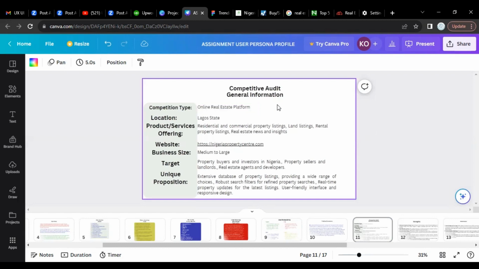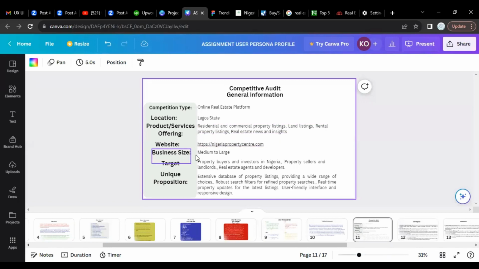So this is the information I was able to gather so far. The type: they are into real estate, an online real estate platform. Location: headquarters is here in Lagos. The product and service they offer is residential and commercial property listing, land listing, rental property listing, real estate news and insights. This is their website.